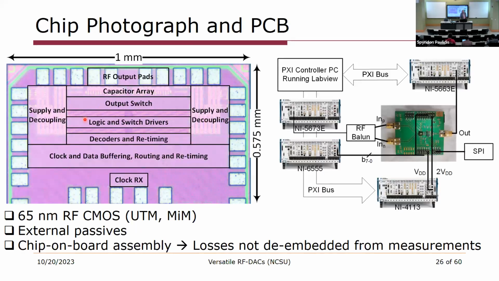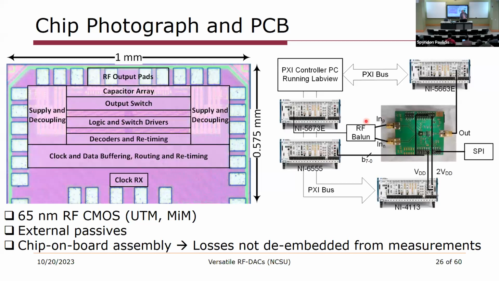So this is a die photo of the chip. It was done in 65 nanometer CMOS. You can see the cap array and switches right under my cursor. And then we have all the logic drivers, decoders, and timing and clock buffering and things like that. Also, we spent quite a bit of time optimizing the supply and decoupling network to make sure that the voltage as it moves inward from the periphery of the chip stays relatively constant at each switch. This is important to get linear operation.